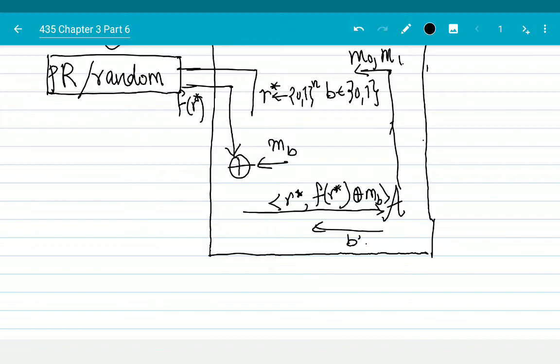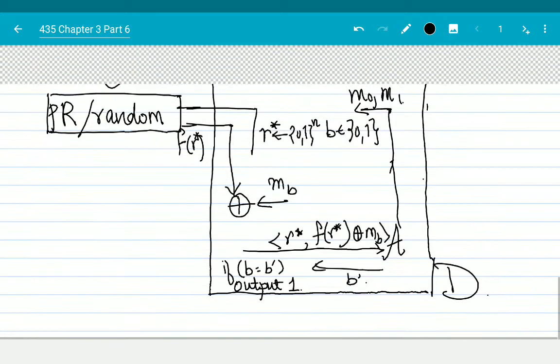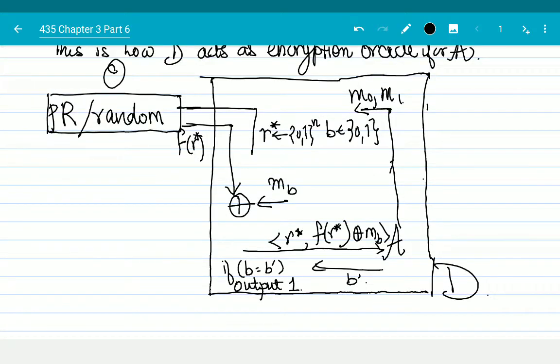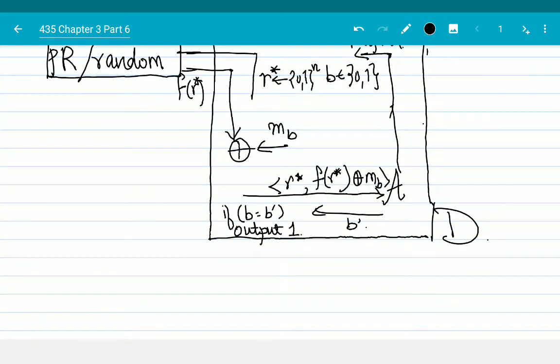Okay. Now, what do you do with this output? If b is equal to b prime, output 1. Okay. This is what my distinguisher D is going to do with my adversary A. This is the experiment that D is going to run.